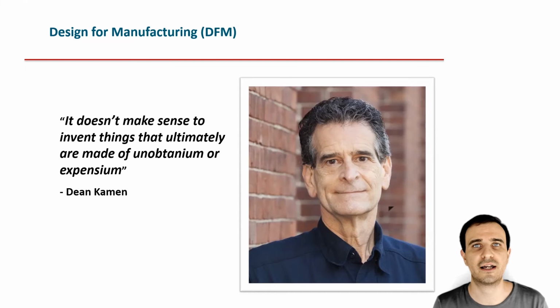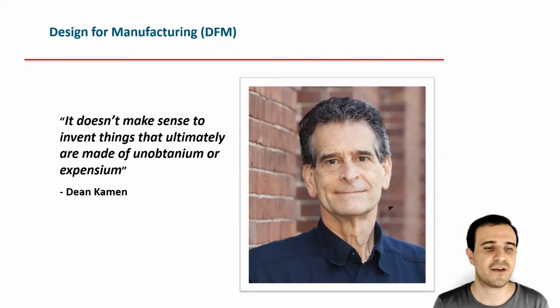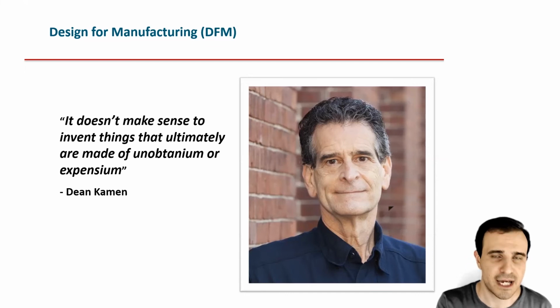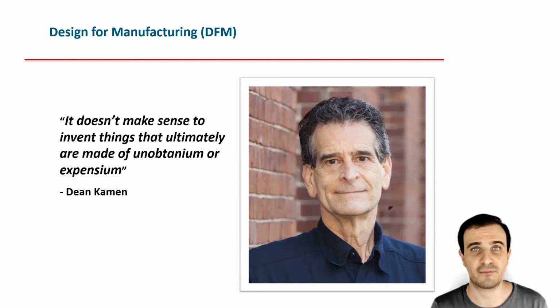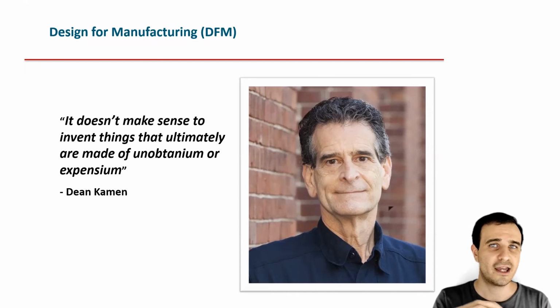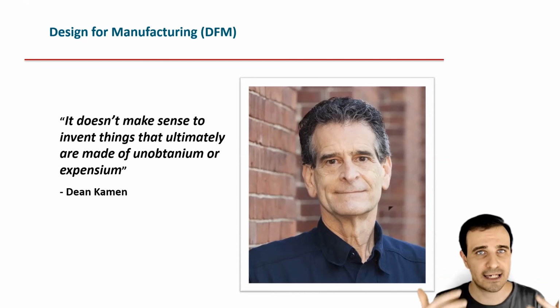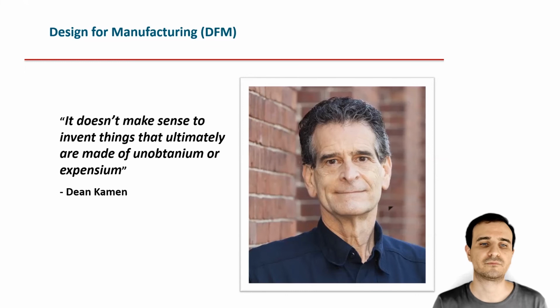I really much like this quote. So he said that it does not make sense to invent things that ultimately are made of unobtainium or expensium, meaning you create something that then either is too expensive to produce or doesn't make sense, or it's too complicated to produce, and again, does not make sense.